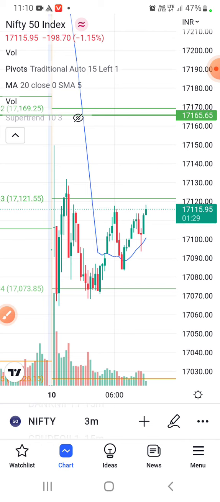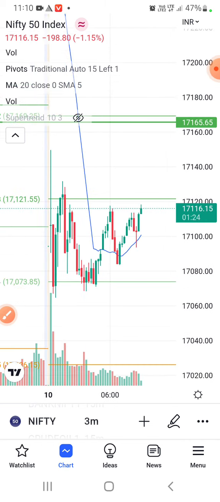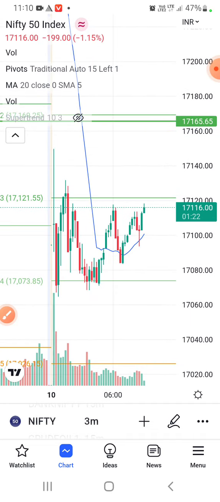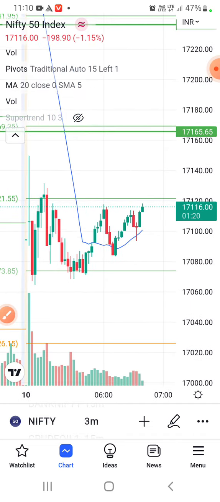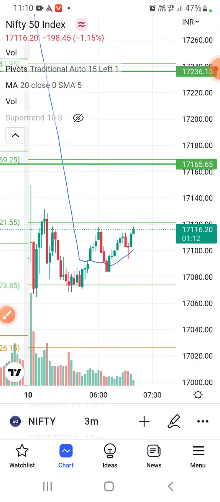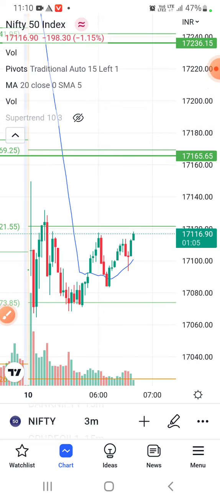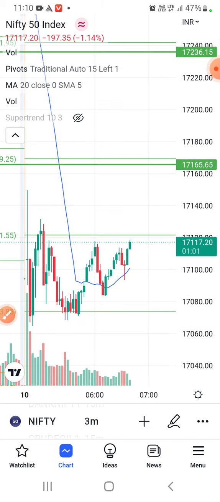Where is the stop? Okay, if this R2, sorry, S3 level, support 3 level, has broken upside, it means we can book good and beautiful profits. But if this level does not break upside, upward, it means we want to close with a little small profit. That's it.